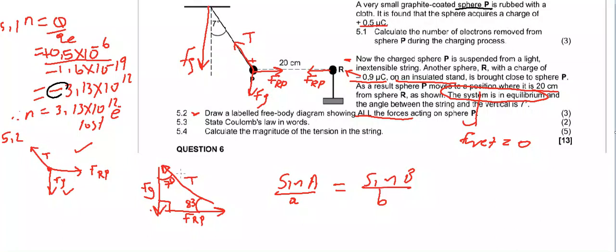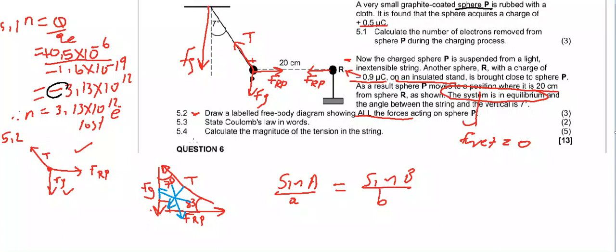Now if we are looking for the tension, let's change the color, it is opposite to 90 degrees. If we are looking for Fg, Fg is opposite to 83. Then if we are looking for this one, which we will use, it is opposite to 7 degrees.